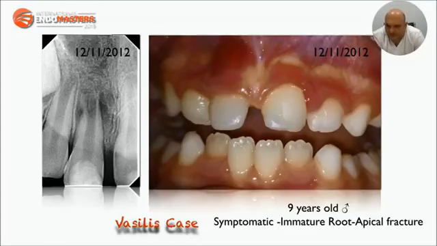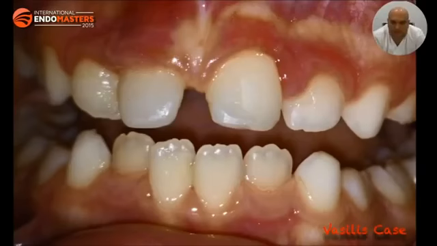Of course, this is an end stage case, but instead of extracting little Vasilis' maxillary central incisor, maybe we can apply revascularization procedures and try to achieve hard tissue consolidation of the fractured immature apex here. Because imagine the detrimental consequences of extracting a central maxillary incisor in a 9-year-old boy. So, this is what I tried.